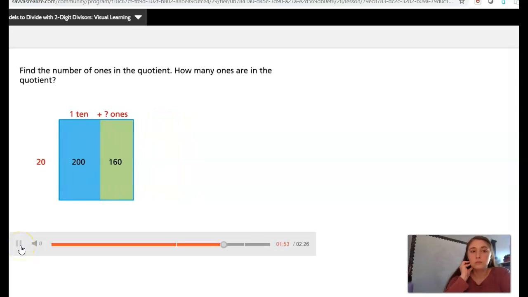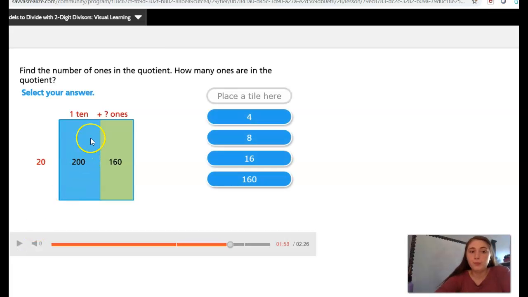Find the number of ones in the quotient. How many ones are in the quotient? Select your answer. So we find that by doing what times 20 equals 160. So 20 times 4. 2 times 4 is 8. So if I annex that 0, it's an 80, which doesn't work.